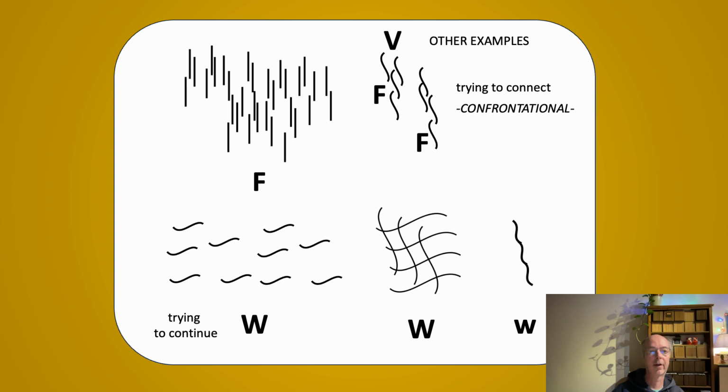We have the F, the noise, let's say, which tends to go to the V, which has a more clear direction. It will always be slightly confrontational, so it will look up the areas that are confrontational so that it can find direction.